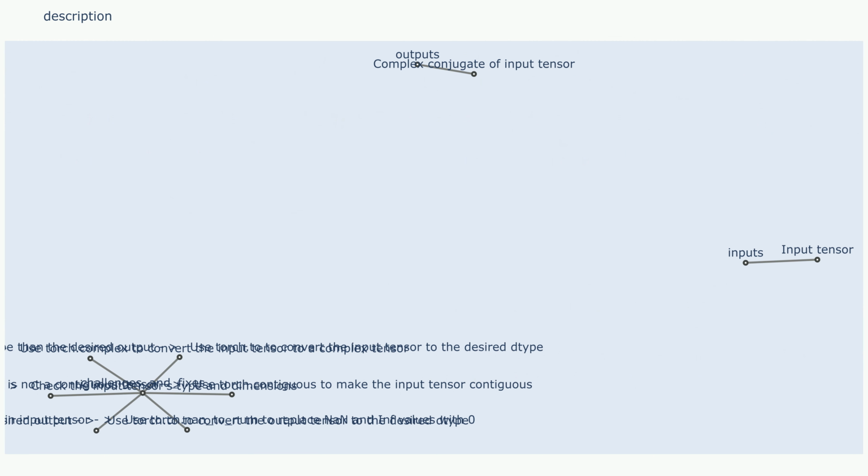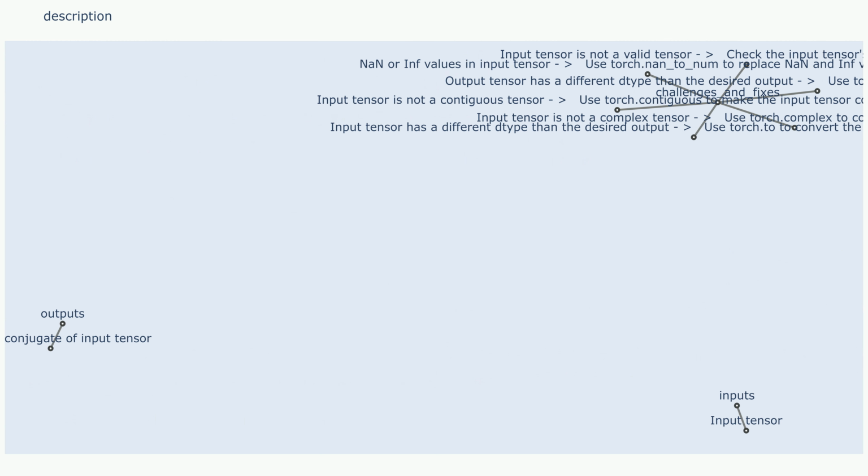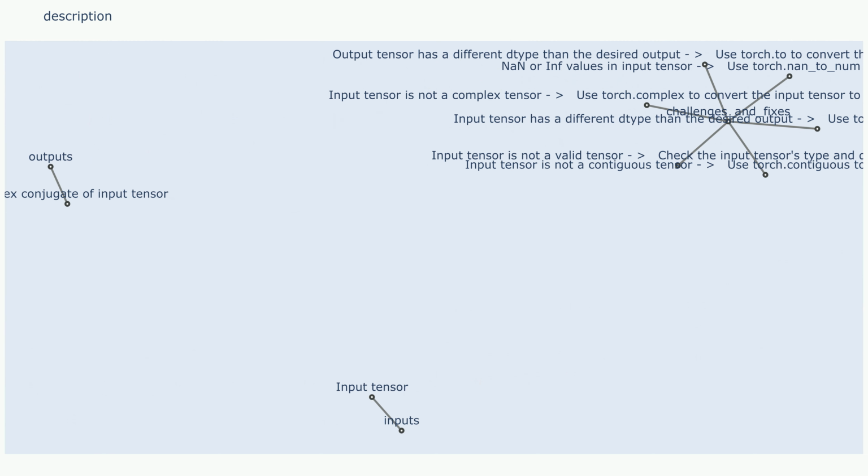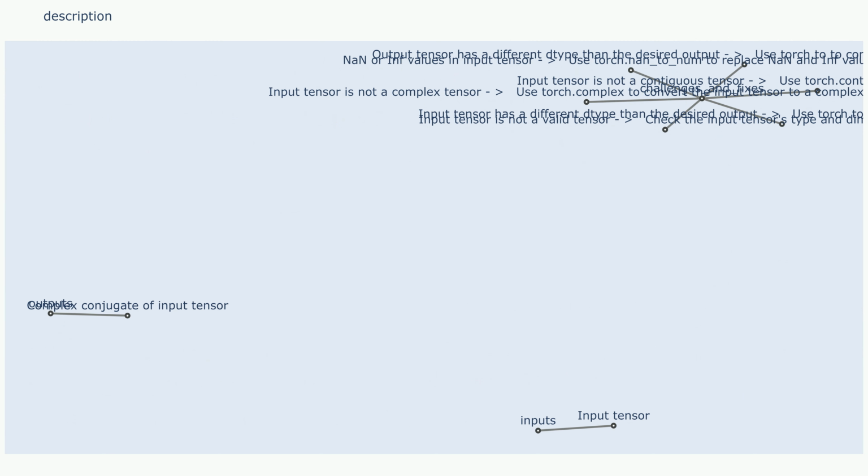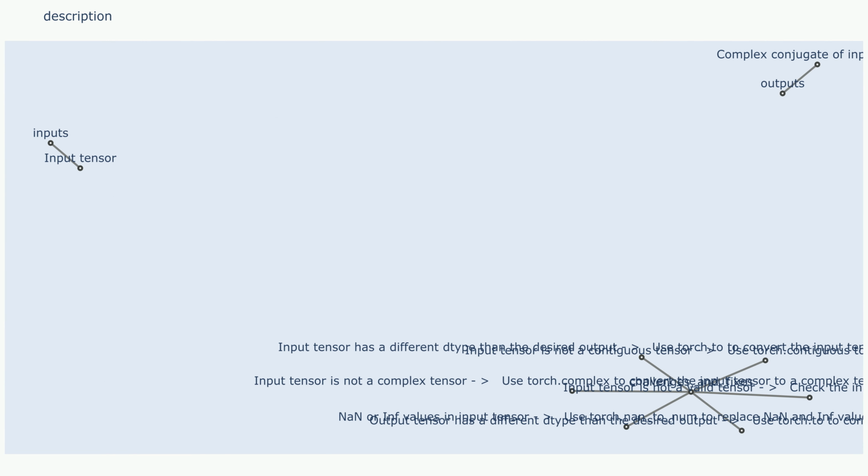When dealing with tensors that have a complex data type but contain only real numbers, torch.conj_physical might not have a noticeable effect. Sample use case that resulted in challenge 1. Creating a complex tensor using torch.complex(real_tensor, torch.zeros_like(real_tensor)), where real_tensor is a real valued tensor.